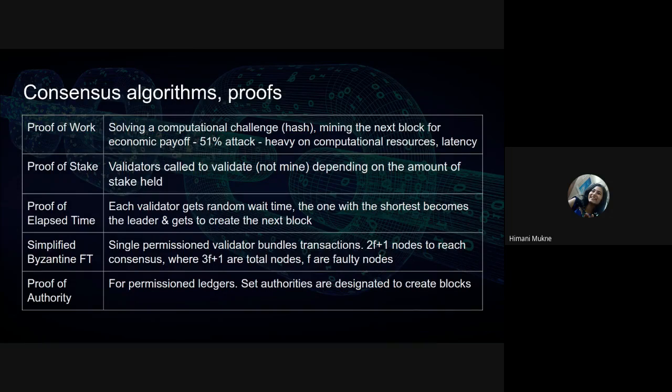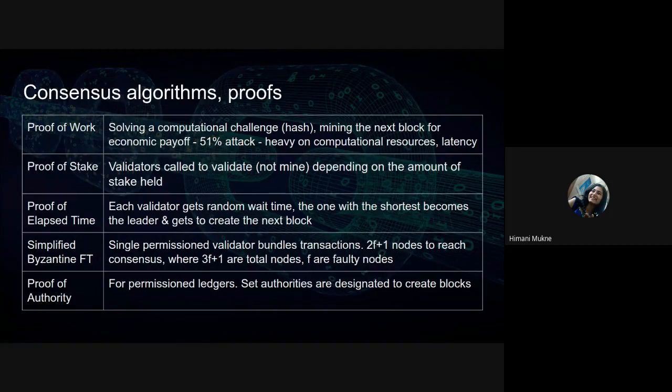Next is the proof of elapsed time algorithm. This is something that we see in Hyperledger Sawtooth. Here, again, it's an improvised version of proof of stake, and every validator gets a random wait time. It's actually a hybrid of a lottery system, a random lottery, and a first come, first serve basis arrangement. So, what happens is each validator gets a random wait time, and the one with the shortest wait time gets elected the leader and gets to create the next block.